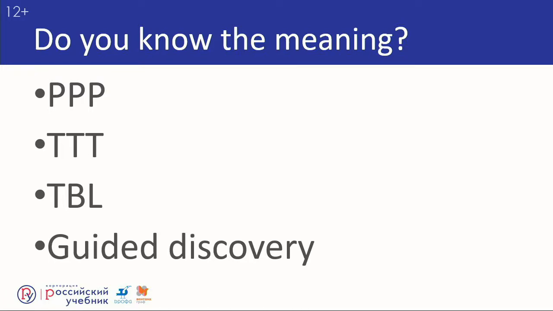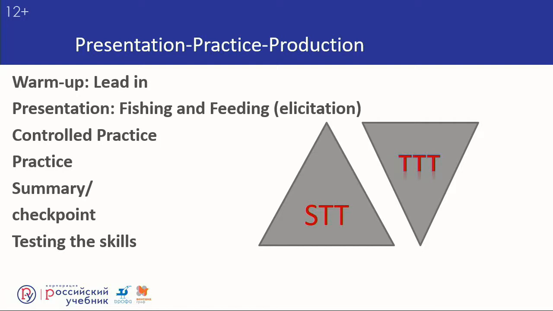The first of them is PPP, which stands for presentation, practice, production. How does it work? You start with a lead-in, where you engage your students. I've already spoken about that. Then you move on to presentation, where you first elicit what your students already know, and then you feed them what you want to teach them. Then you move to controlled practice. This is the stage where you focus on the micro skills of your students.